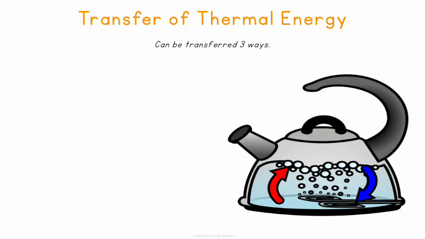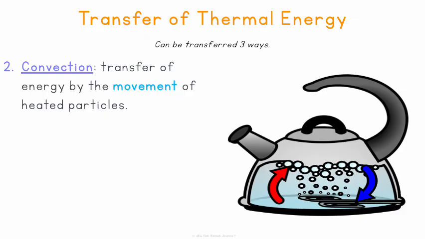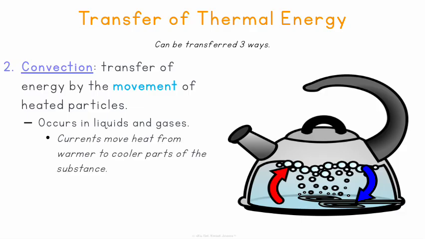The second way that we can transfer thermal energy is convection. Convection is a transfer of energy by the movement of heated particles. This only occurs in liquids and gases. And what happens is the currents move heat from warmer to cooler parts of the substance.